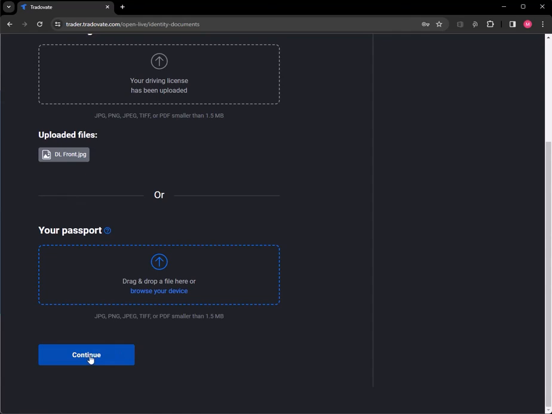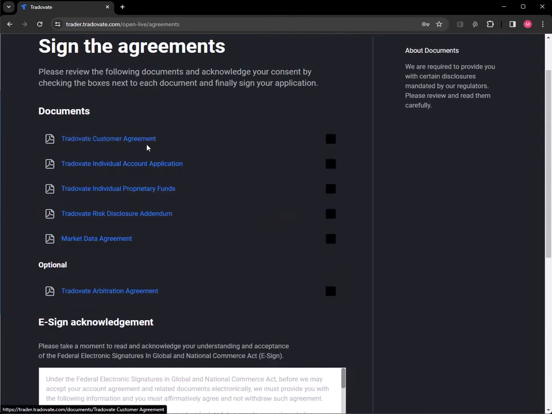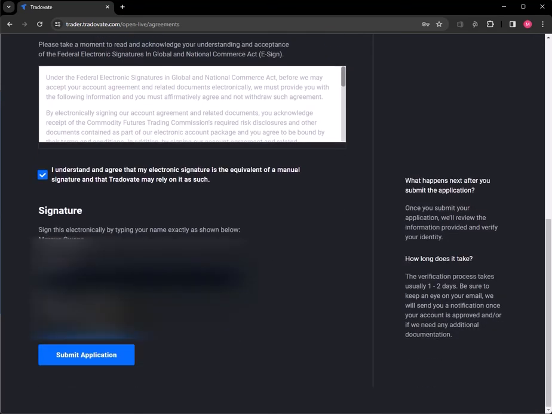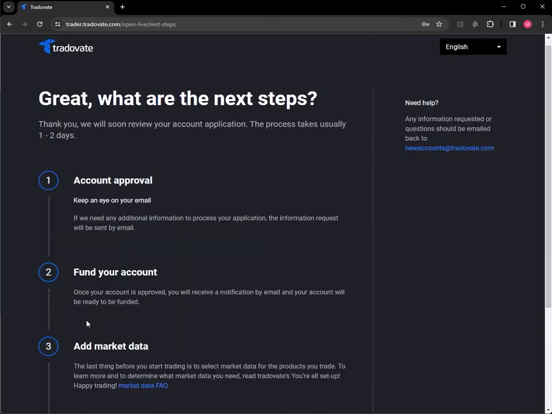So that's done, uploaded. There's a bunch of documents they're going to want you to sign. I do recommend that you at least take a look at these so that you know what you're getting yourself into. I've signed up with Tradovate before, so I'm just going to mark that I've read them. Your signature is just your name. And you hit submit application.